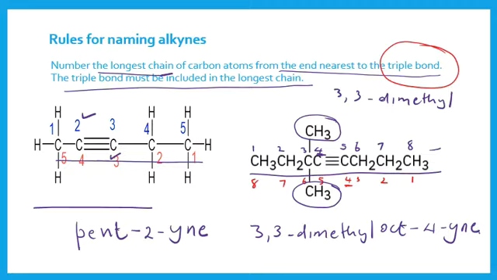Okay, let's proceed to alkynes. Alkynes, the suffix is going to be YNE. So let's name this one. 2 carbon atoms, eth, so this is going to be ethyne. 3 carbon atoms, 1, 2, 3, so this is going to be propyne.